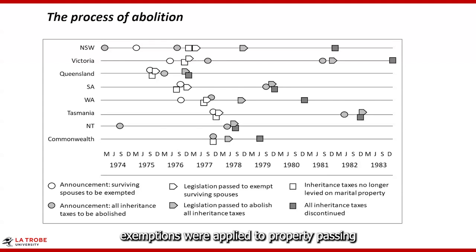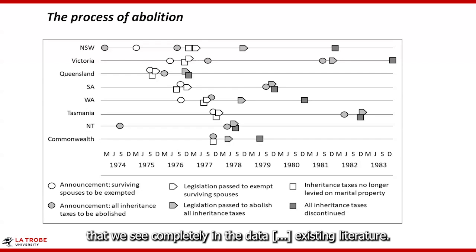One thing that's really important to note here is that the very first full exemptions were applied to property passing to surviving spouses. Not partners, but surviving spouses, and most of those were female. This indicated that there was probably a gender element in the policy negotiations, and this is something that's been completely left out of existing literature.